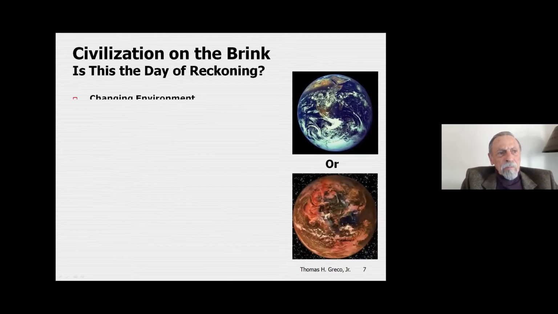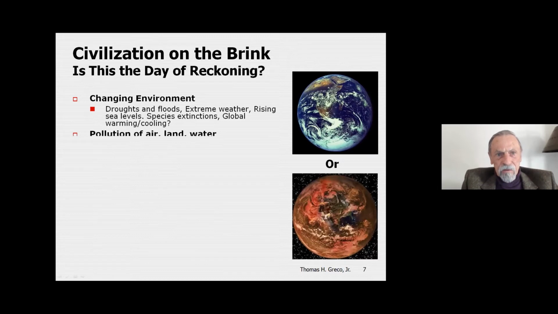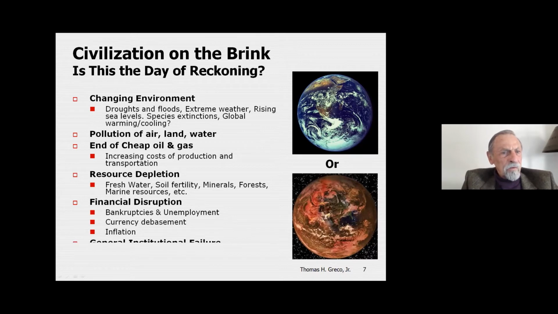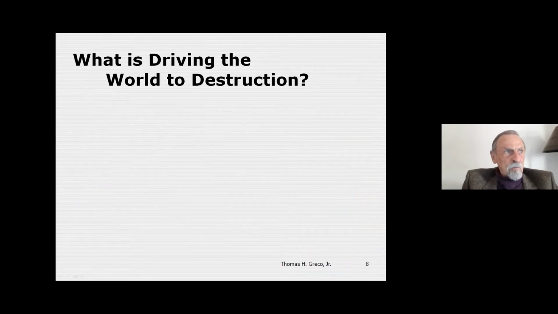So I've been saying for a long time that civilization is on the brink of collapse, whether it's a sudden collapse or a gradual disintegration. You know, we have all of these things converging at once: changing environment, pollution of land, water, and air, the end of cheap fossil fuels, resource depletion, financial disruptions, bankruptcies, bailouts, and general institutional failure. We've had massive corruption in all sectors because of the concentration of power and wealth in a few hands.